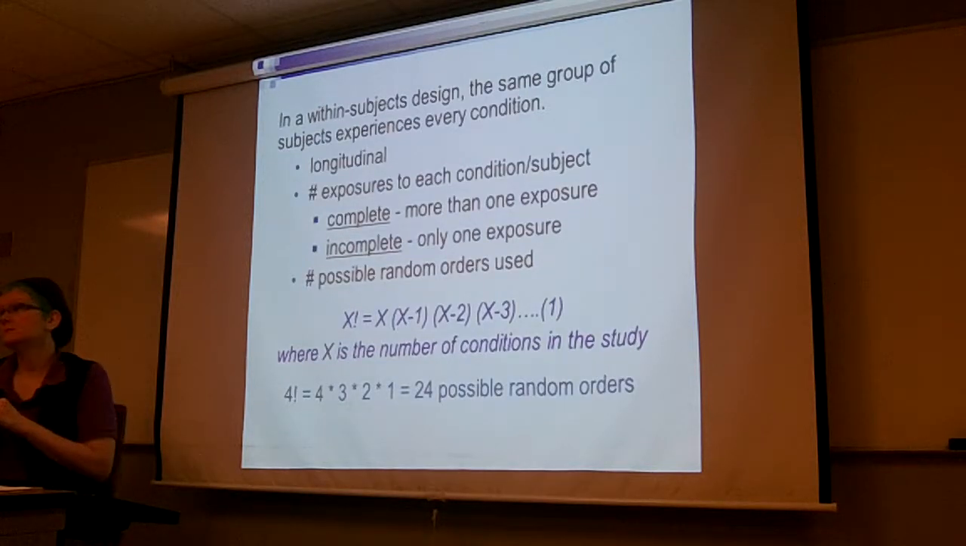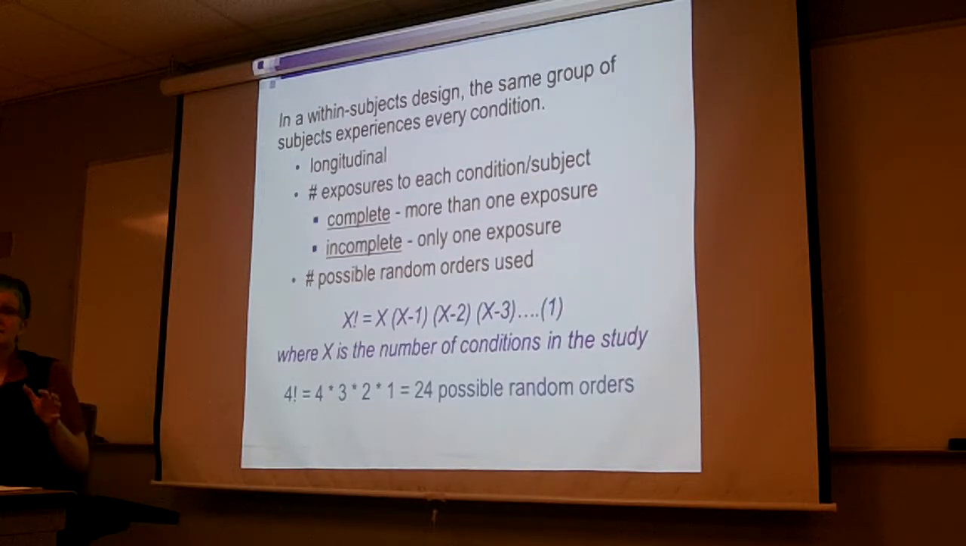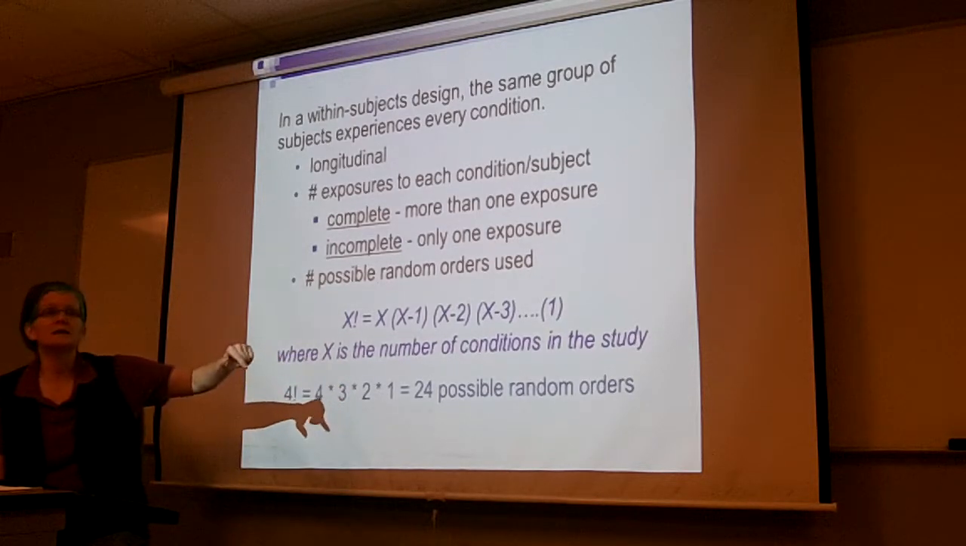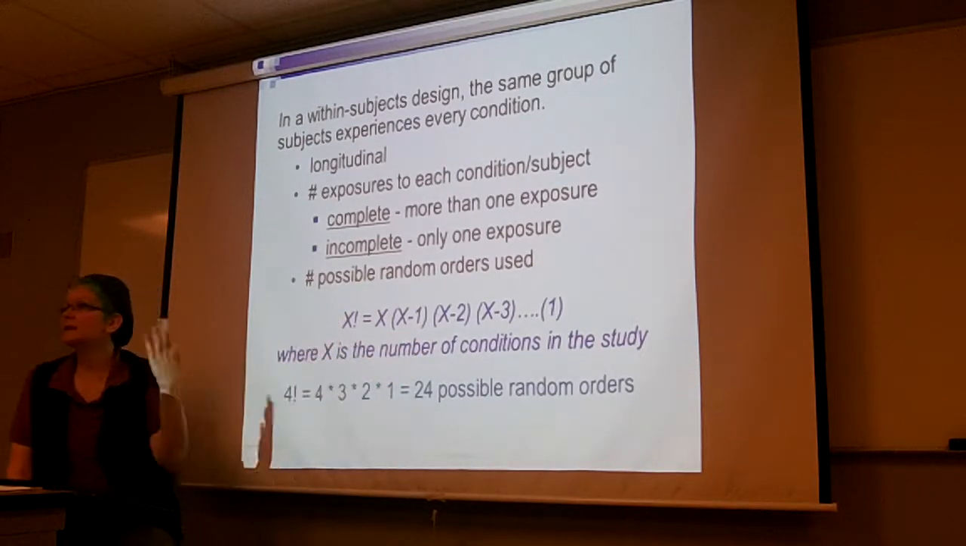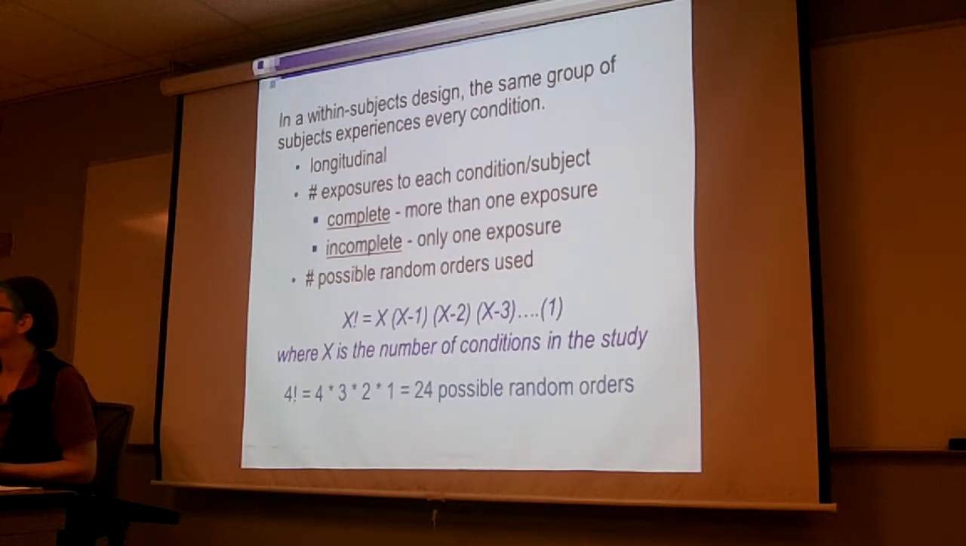Now, we also classify within subjects designs in terms of the number of random orders that we use. So we talked about last time, in terms of between subjects designs, how we can determine how many possible random orders there are of the conditions in our study, right? We talked about block randomization, and I told you that if x is the number of conditions in the study, then x times x minus 1, times x minus 2, times x minus 3, and so forth until you get to 1, will give you the possible number of random orders of the conditions.